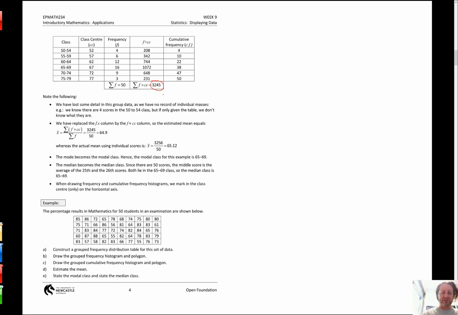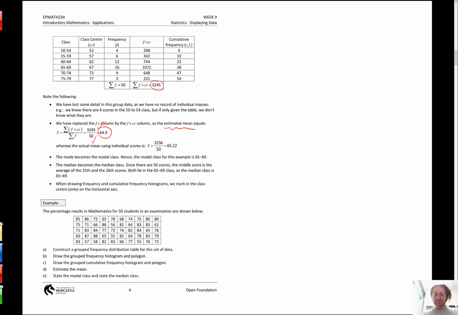So the text goes on to talk about that. So notice that here the mean, or the estimate of the mean I should say, will equal the sum of all the scores, 3245, over the number of all scores, which is 50. So 64.9 is an estimated mean.